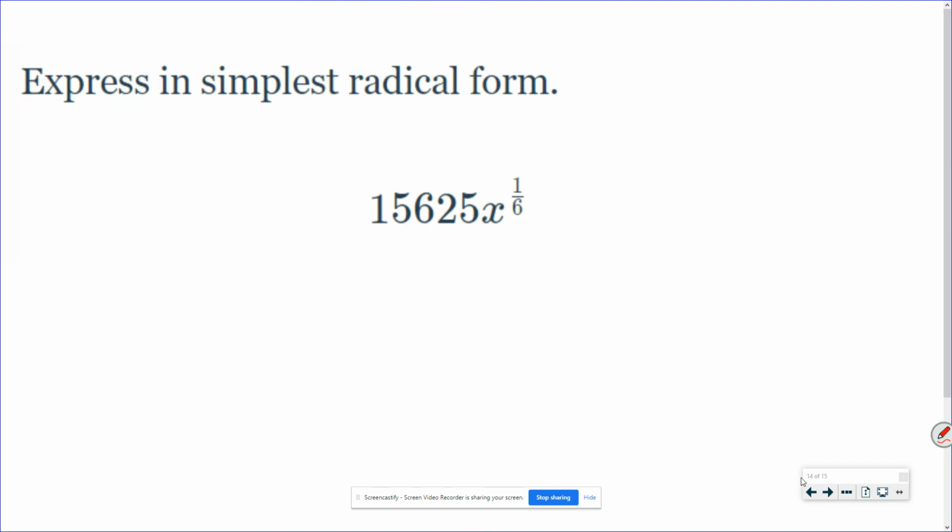All right, 2 more, say this is from a different section in the assignment. Express in simplest radical form, so they want you to turn this into a radical. Well, in this problem, the only thing that's attached to this fractional exponent is the x. So this really big number out here is just going to stay separated from the radical, because the radical will only appear wherever the fractional exponent is attached. So this would just be the 15/625 and then the 6th root of x. So you would type that in exactly like this.